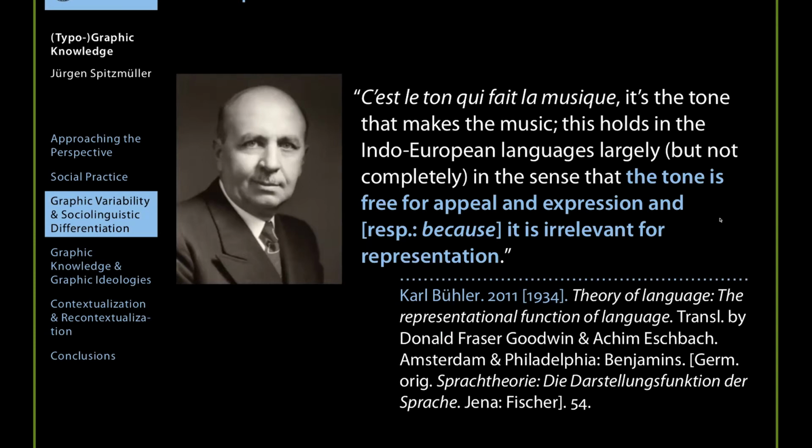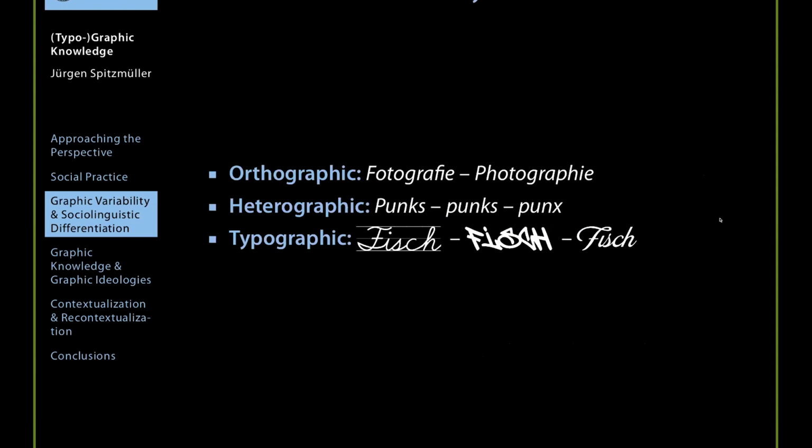Simply put, since Fisch already indicates a referential difference vis-à-vis Tisch, variation of T and F is not suitable for sociolinguistic differentiation. Compare this with typographic variation, which is not referentially distinctive, but also with non-referentially distinctive graphetic variants within and without the orthographic spectrum, such as these examples from German respellings. Precisely because they are not relevant for referential purposes, Bühler argues variants of this kind are free for other functions such as expression or appeal.